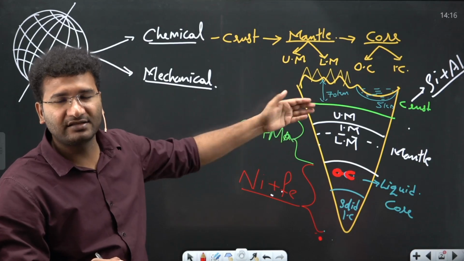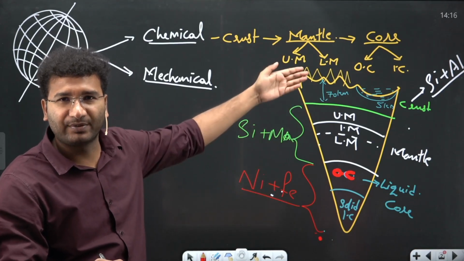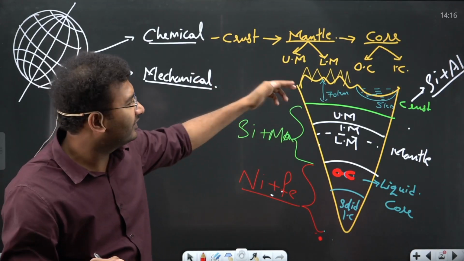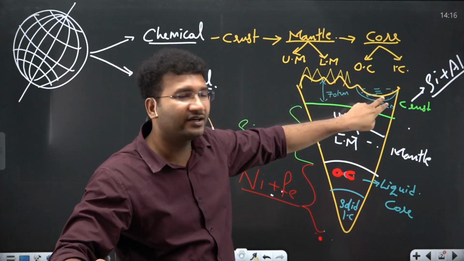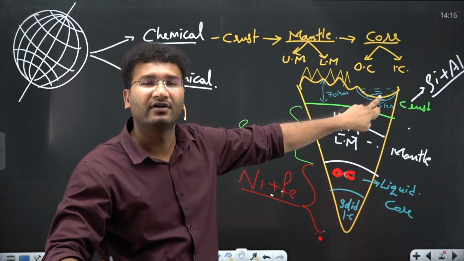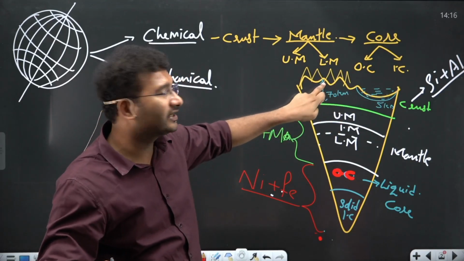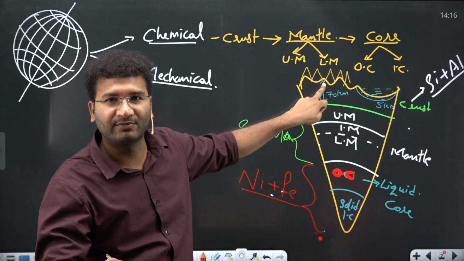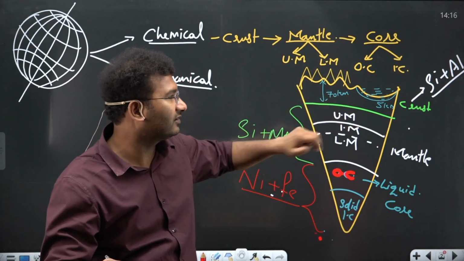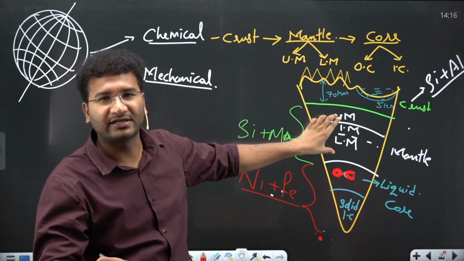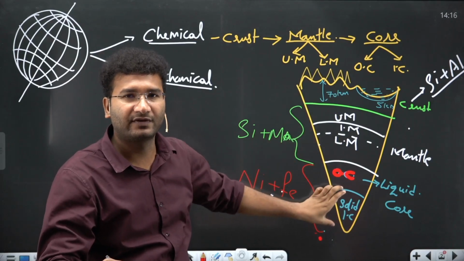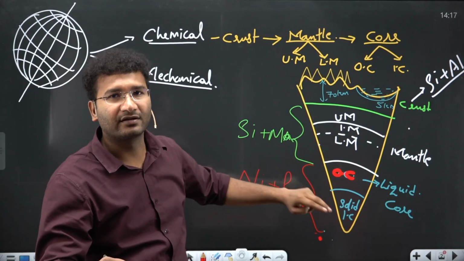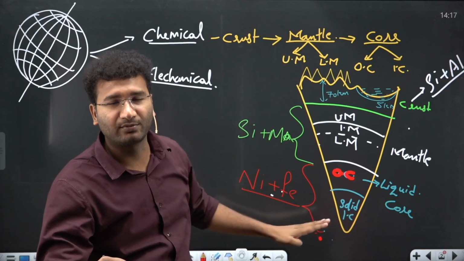That is SiAl, SiMa and NiFe. The upper layer is the crust, and crust can be continental crust and oceanic crust. Your oceanic crust is made up of basalt. Your continental crust is made up of granite. This is made up of SiMa, silica plus magnesium. And this is made up of NiFe. The outer core is liquid, the inner core is solid. Now this is the chemical composition.